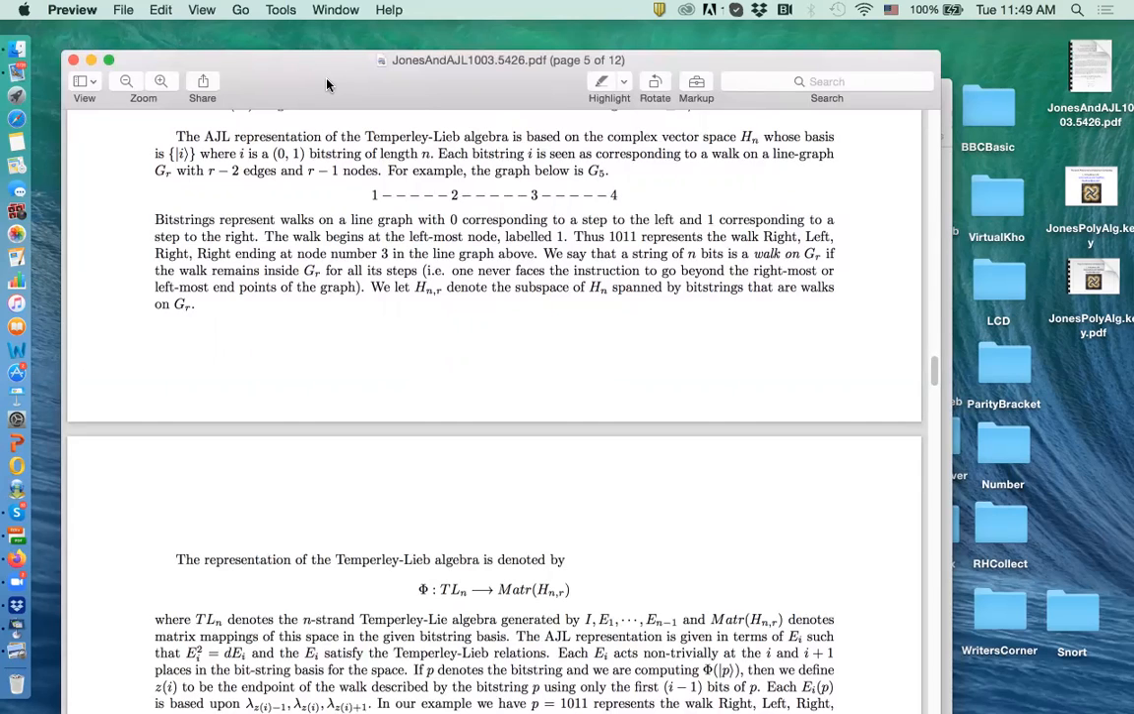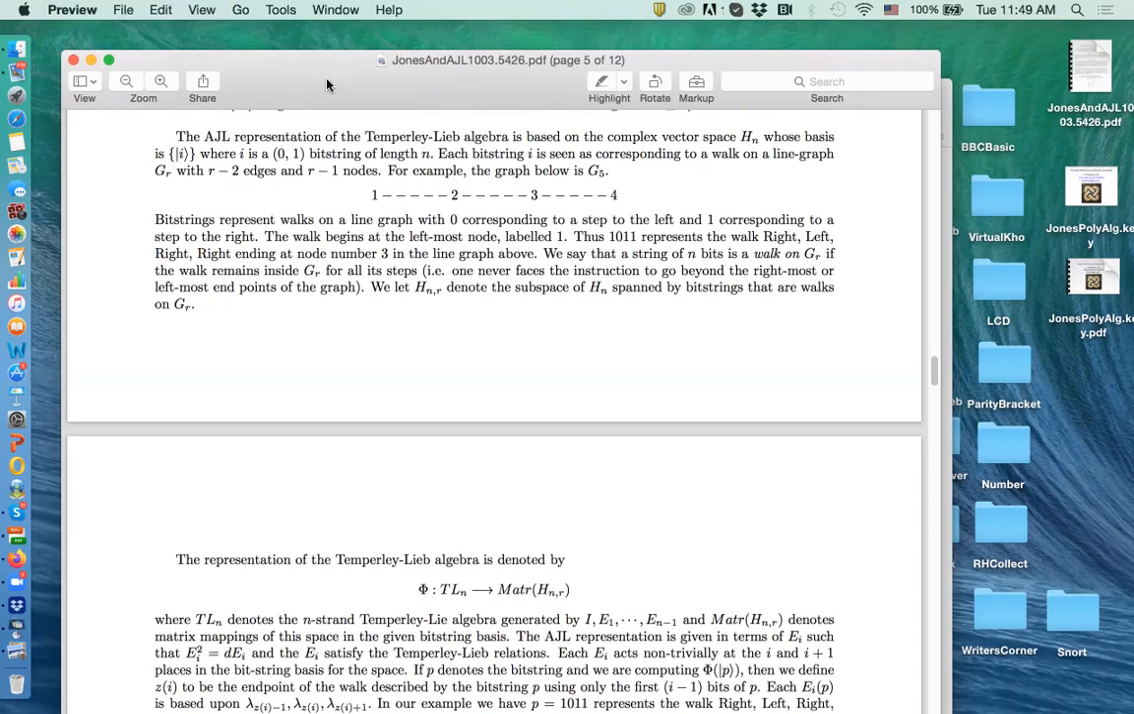So the AJL representation of the Temperley-Lieb algebra is based on a complex vector space H_n, whose basis is ket I, where I is a 0, 1 bit string of length n. So a bit string, 0, 1, 1, 0, 1, 0, just an arbitrary string of zeros and ones. And each bit string I is seen as corresponding to a walk on a line graph G_R with R minus 2 edges and R minus 1 nodes.